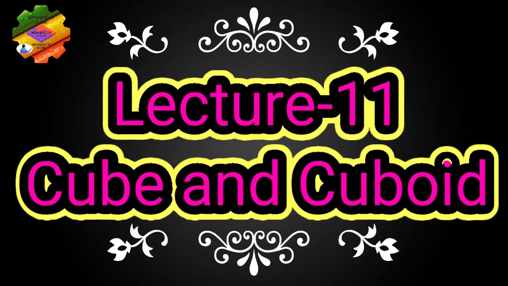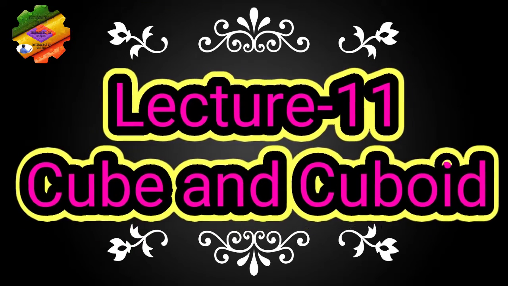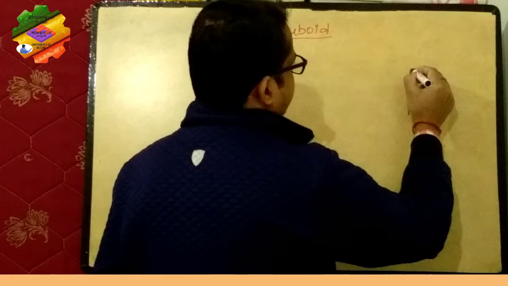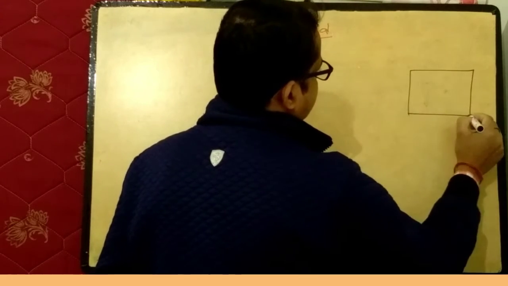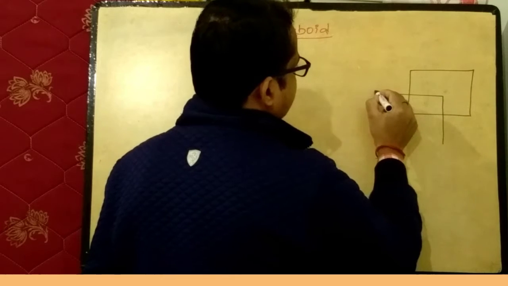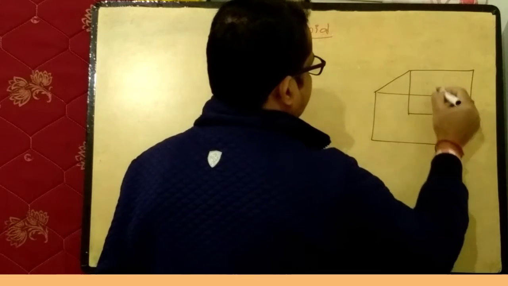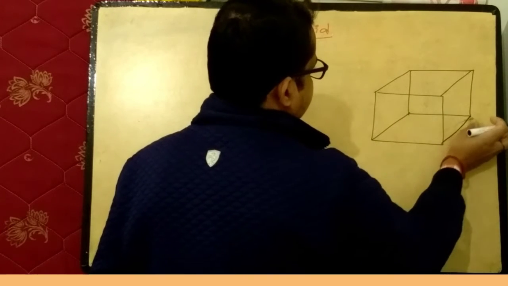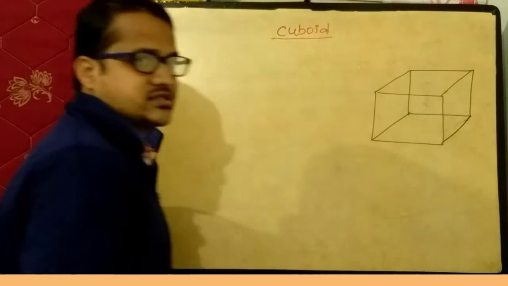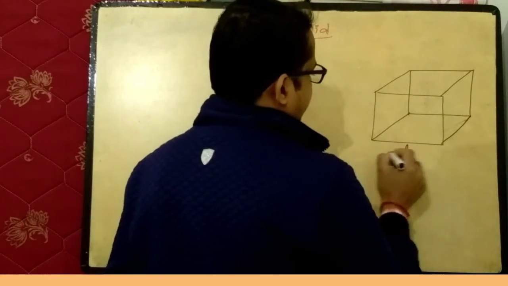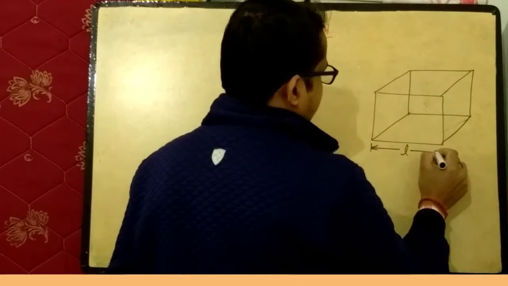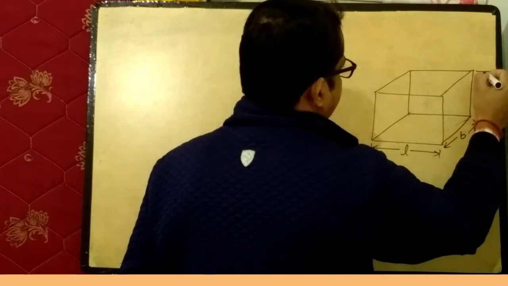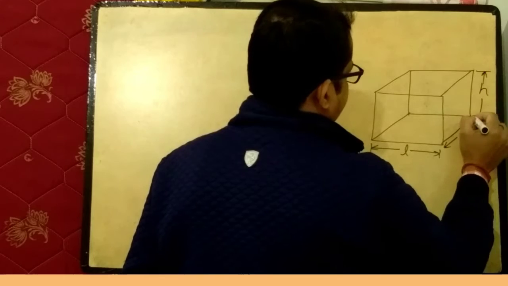Hello friends, in this lecture I am going to start cuboid. Let us consider this is a three-dimensional object. This is a three-dimensional object having length L, breadth B and height small h.